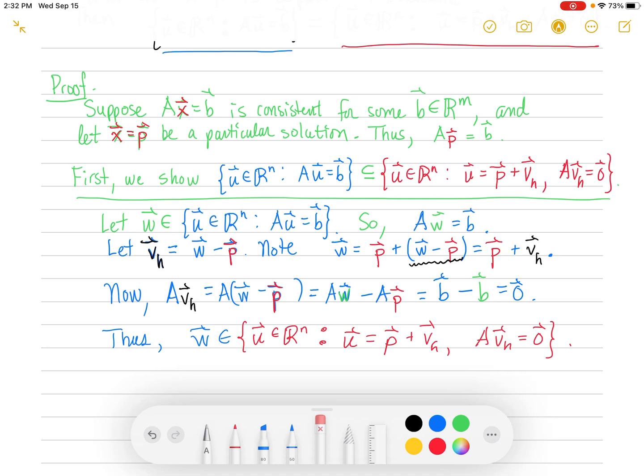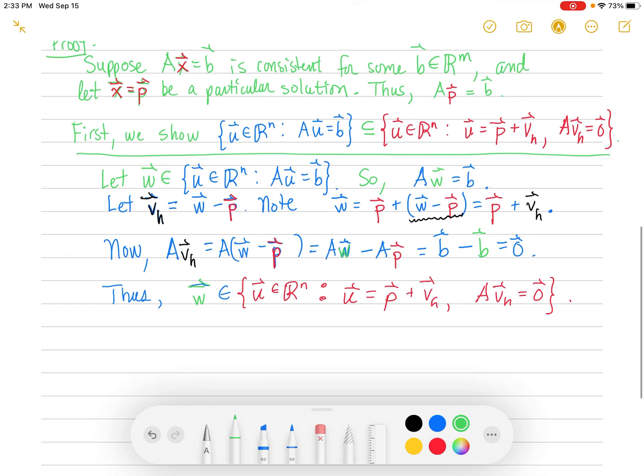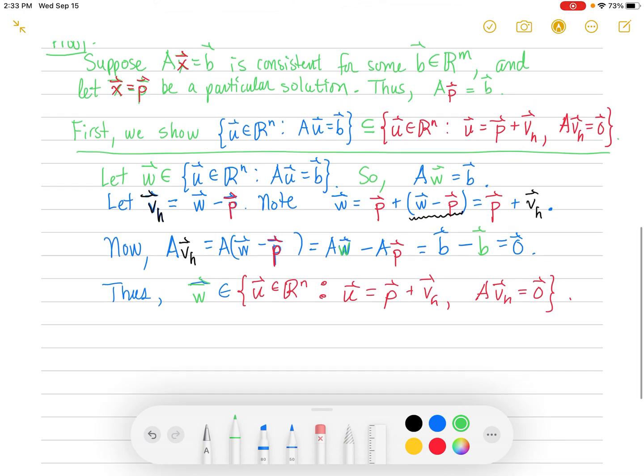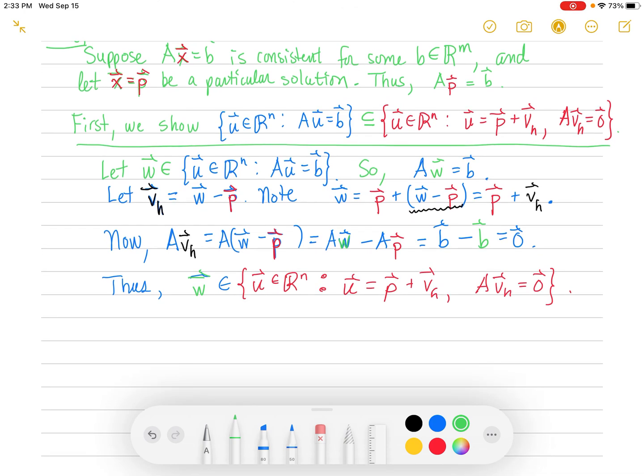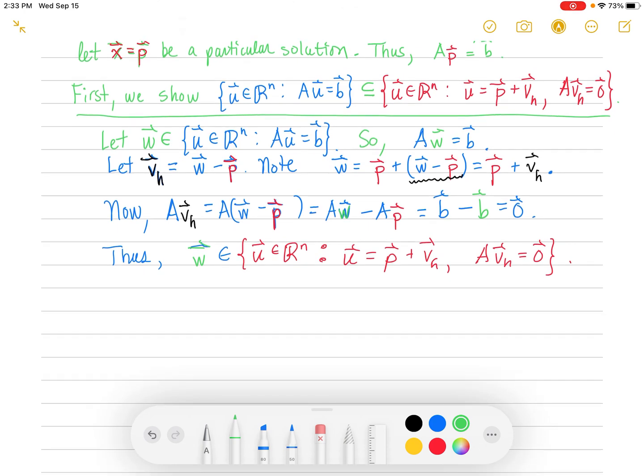Good. So we started off with our green W in the blue set, and we ended up with W in the red set. So that shows that the blue set is contained in the red set. Now the goal is to show that these two sets are equal. So we also want to show that the red set is contained in the blue set. So let's say that next.